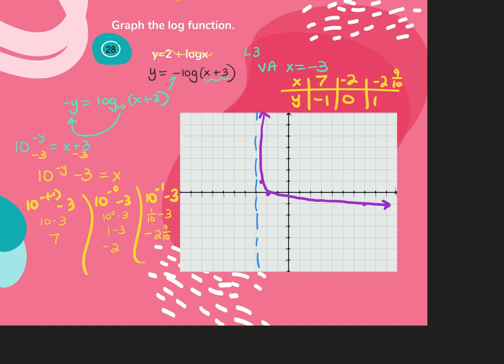So we already did our vertical asymptote. What's our domain? Good. It shifted to the left 3. So -3, our range. Negative infinity to positive infinity. And our x-intercept. Good.